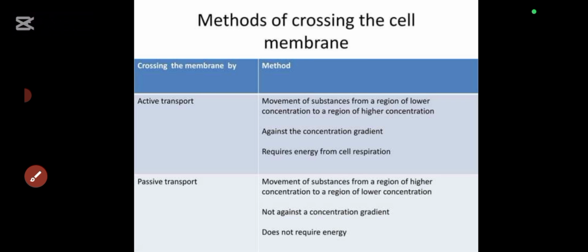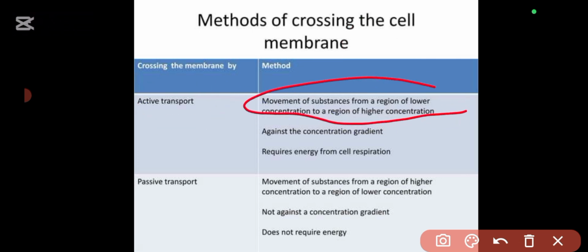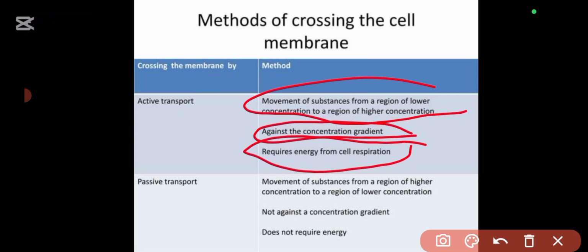Okay. Now, methods of crossing the membrane: the active transport, like I just said, and the passive transport. In the active transport, what did we say? We said movement of substances from region of lower to region of higher concentration. You understand now? That's movement against the concentration gradient, and it requires energy from cell respiration. So it uses some ATP.